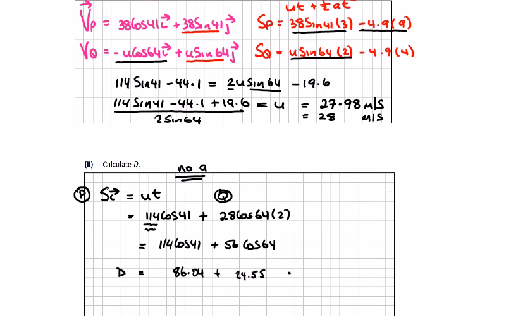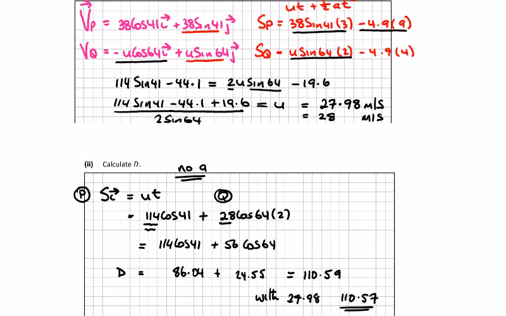And the 2 individual answers are 86.04. This is using 28. If we use 27.98, we get a slightly different answer, which is going to be 110.59 with 27.98. I think you get 110.57. I'll just double check that.